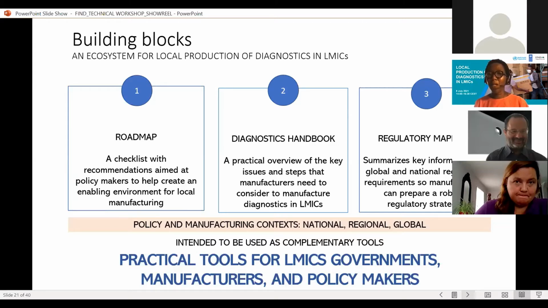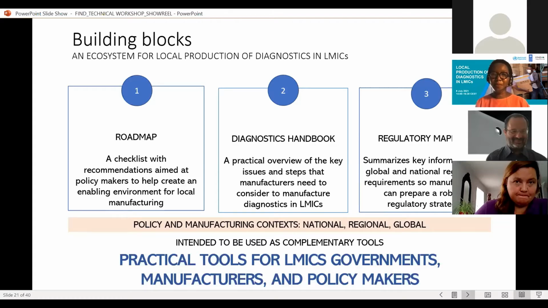The second piece of work, which is being led by Jenny, is a Diagnostics Handbook, which really provides practical overviews of the key issues and steps that manufacturers working in low and middle income countries need to address in order to get products to people. And finally, as Jenny had alluded to in the beginning, there is real confusion, nervousness, uncertainty about the regulatory context in which manufacturing is done. And so there's a regulatory mapping that summarizes the key information on the global and national regulatory landscape that manufacturers, their supporters, their donors, their funders would need to address in order to have a robust regulatory strategy and to make sure that safe, quality products get to people.